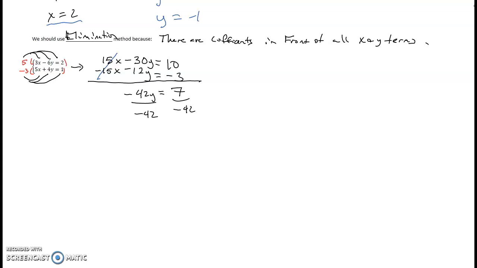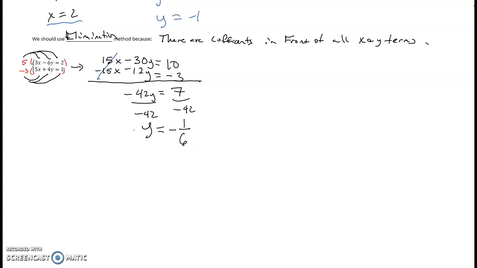And now I get a really long nasty decimal, and I definitely don't want that, so we're just going to write this as a fraction. We're going to get y is equal to -1/6. Don't panic if you get a fraction.